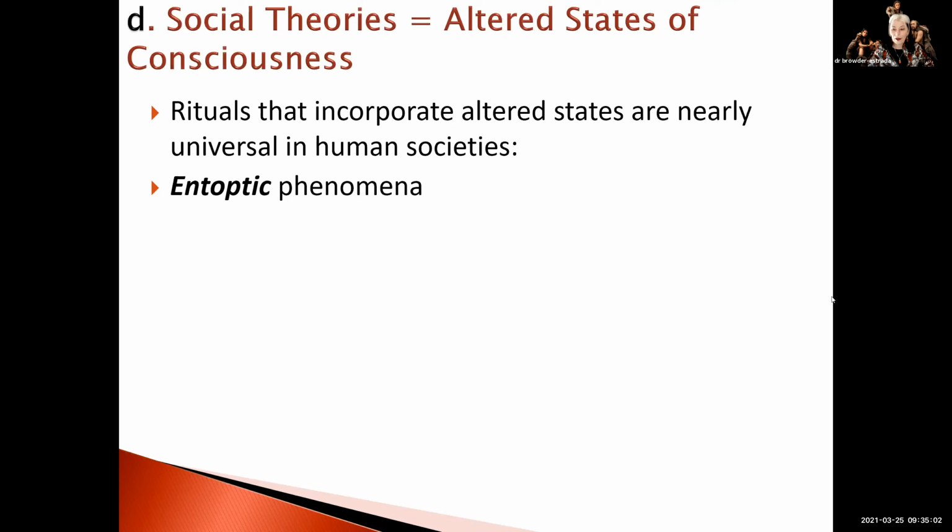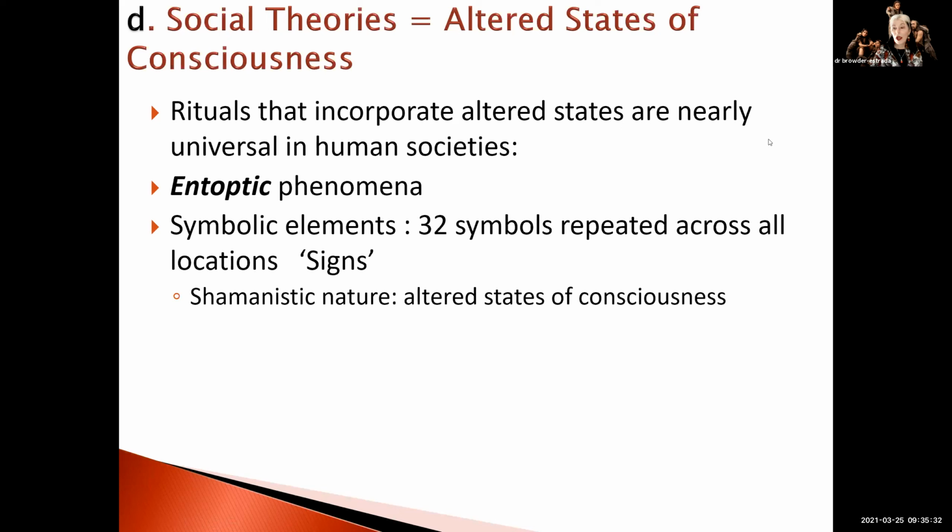Entoptic phenomena. I'll just type it so that we'll have it on there. So ent, like interior, optic nerves. So this has to do with things that get triggered in the information your brain gets from your eye. There are right now 32 symbolic identifiable icons or signs that are repeated constantly over time and through all basic localities where we've found any of these types of objects, paintings, murals, that sort of thing.